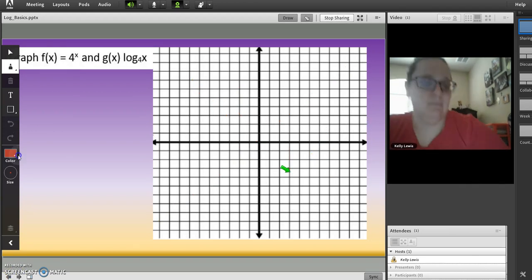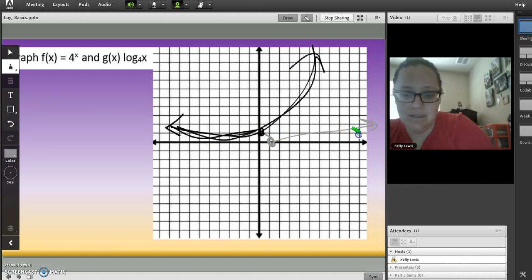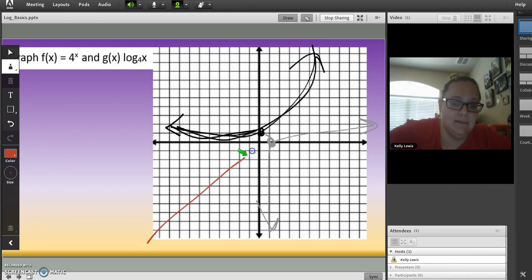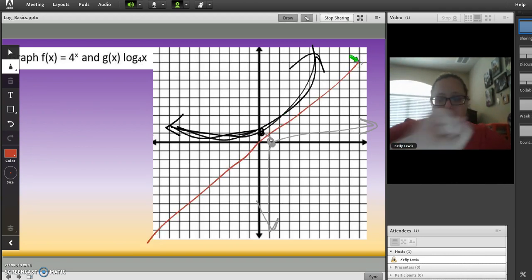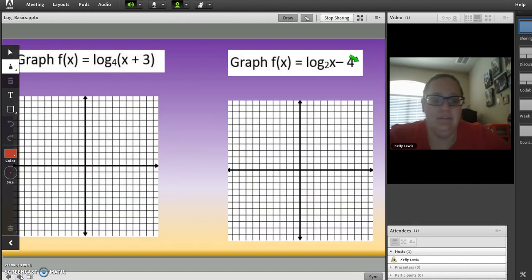Same concept. This one starts over here, and then the log is over here at 1, 0, and hugs the y-axis. And if I were to draw a line of y equals x, they would overlap each other. And this describes how they all move the exact same way.